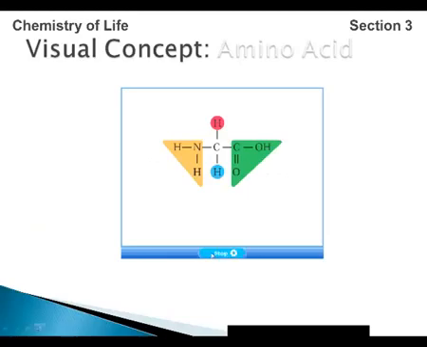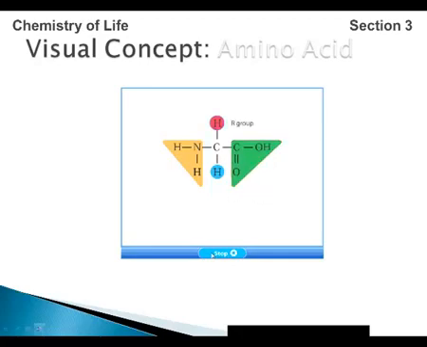All amino acids have a central carbon atom that is bonded to an amino group. An amino group consists of a nitrogen atom bonded to 2 hydrogen atoms. The central carbon in all amino acids is also bonded to a carboxyl group, which consists of a carbon atom double bonded to an oxygen atom and single bonded to a hydroxyl group. The difference between all amino acids lies in the R group.